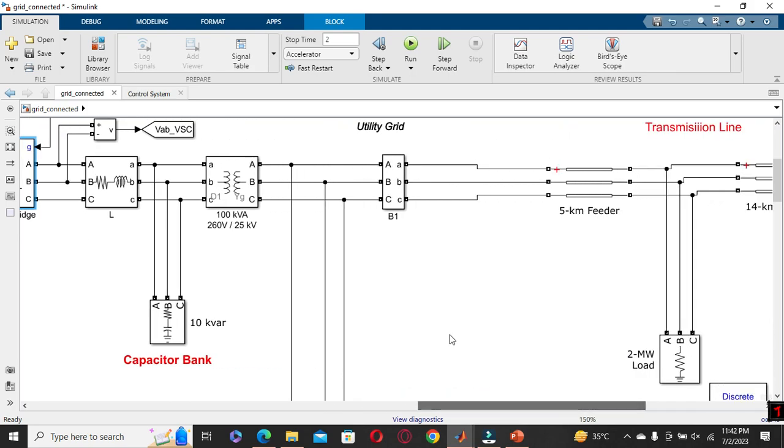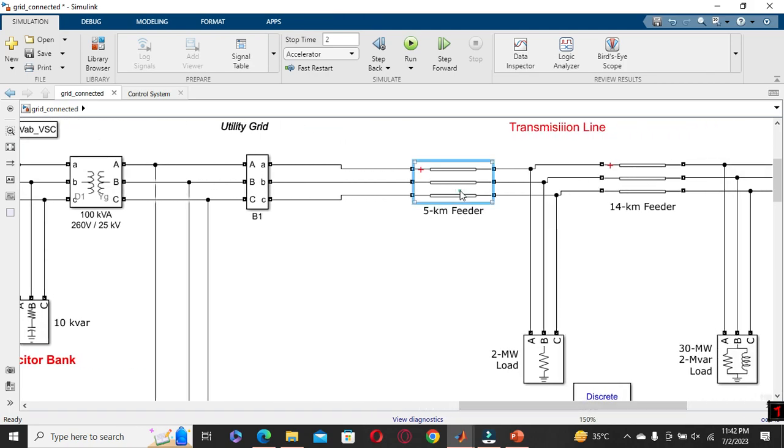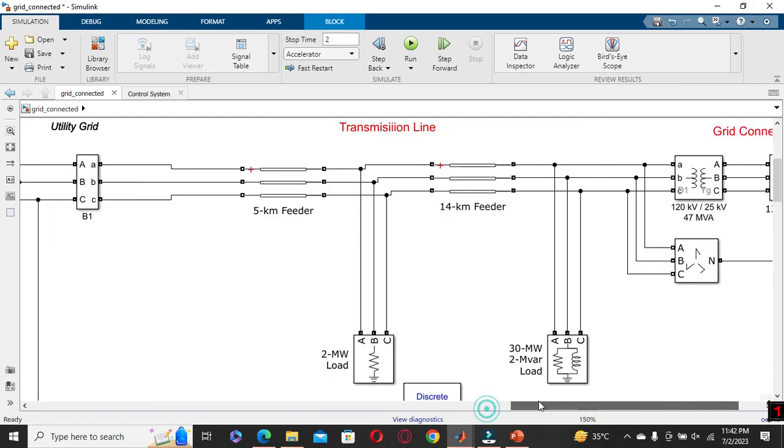And let us skip this part. I will move this part to the next step. So this is our 5 kilometer feeder, and this is our 14 kilometer feeder. Let us consider this transmission line is 5 kilometer. Our first load is 5 kilometer away, and our second load is 14 plus 5, 19 kilometer away.